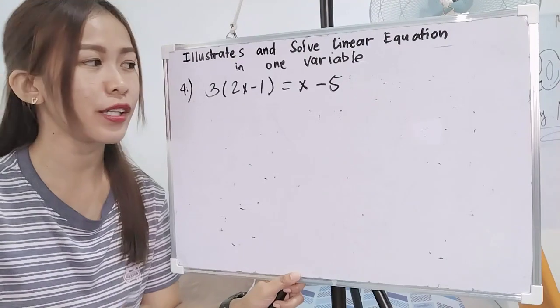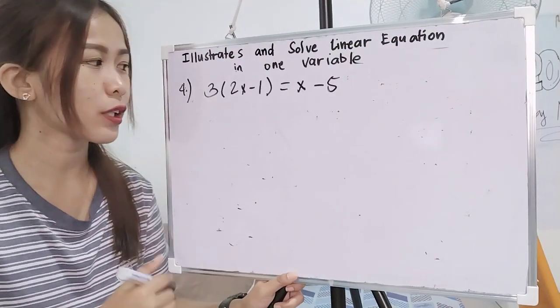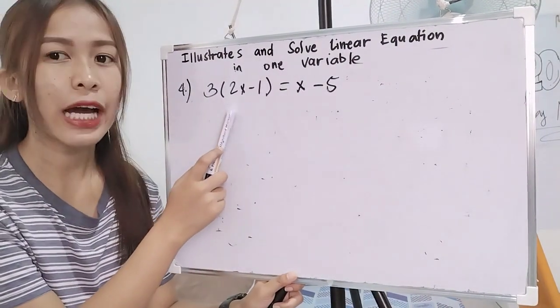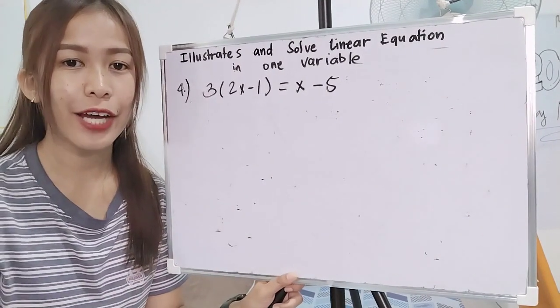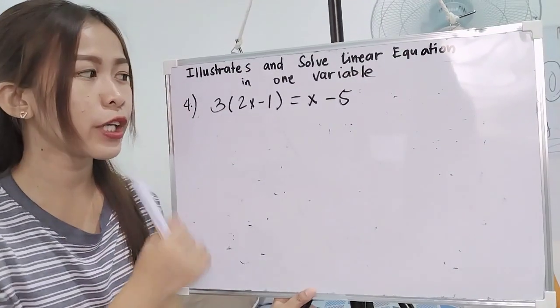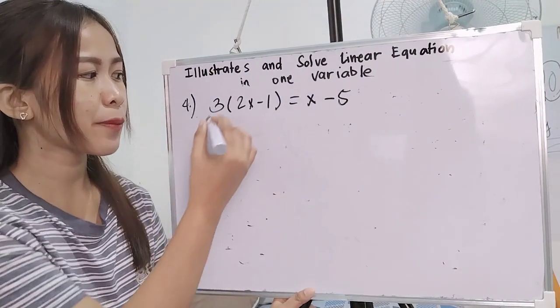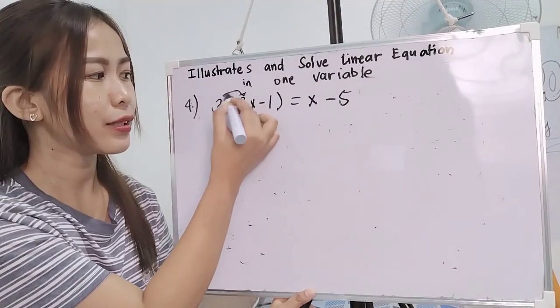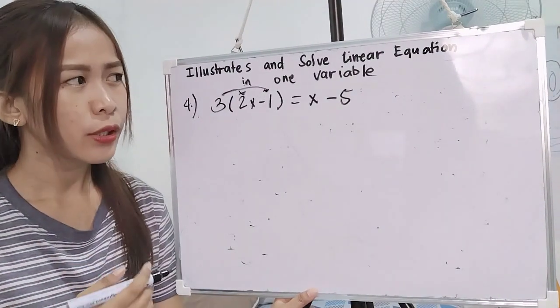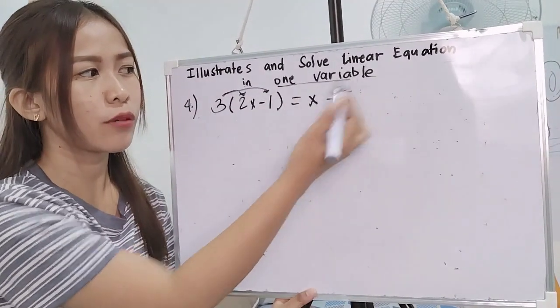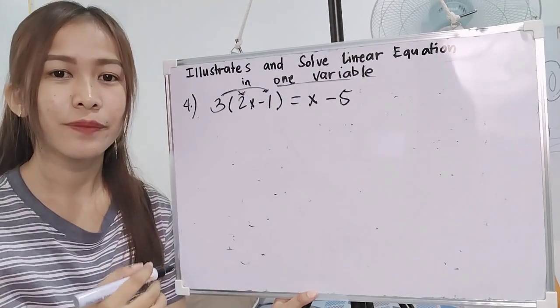And now, we have here our next example. And we have 3 times 2x minus 1 is equal to x minus 5. Okay, so what we are going to do here first is to distribute this one. Ayan. I-distribute natin. And kung napapansin nyo, baka sabihin nyo, ma'am, di ba, we are talking about one variable. Bakit dalawa yung variable?